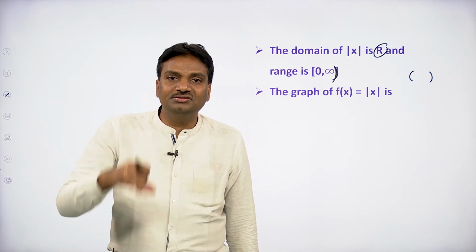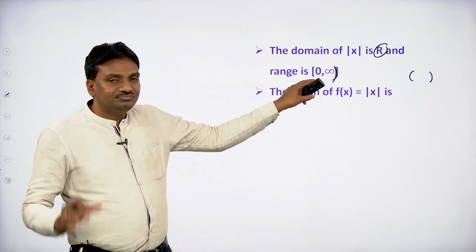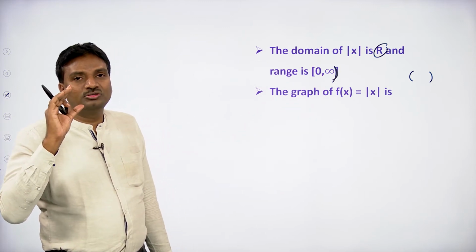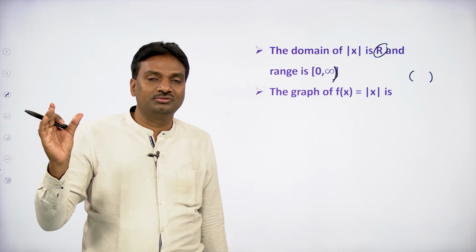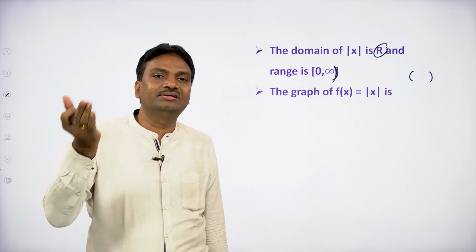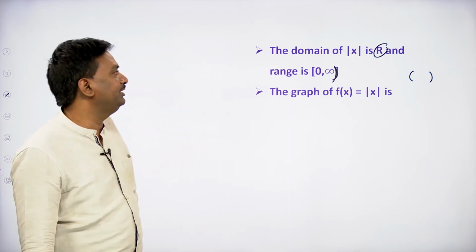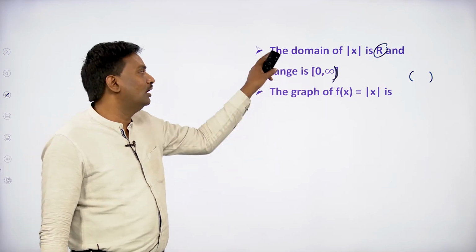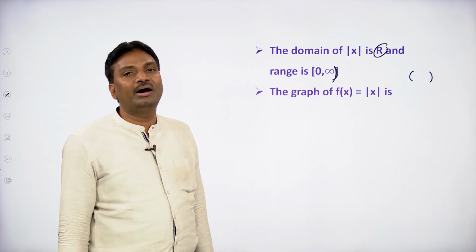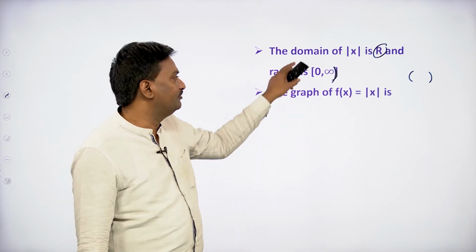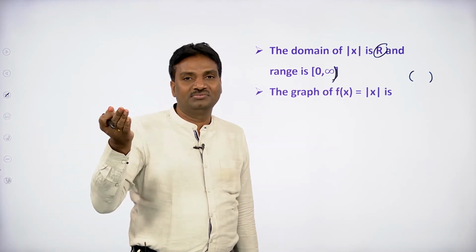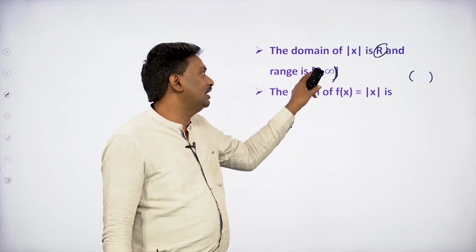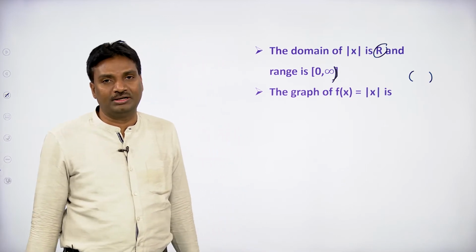If you take exactly 0, that is 0. So here in the range of the modulus function, it is not possible to get negative values. You may get 0 or more than 0, that is positive. So that's why we can say for the modulus function the domain is capital R and the range is 0 comma infinity. You may get any real number here, but you are not getting the negative real numbers in the range of a modulus function.